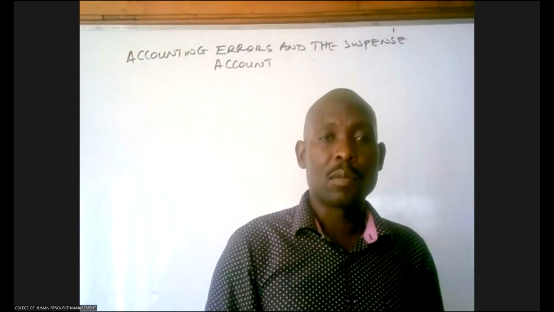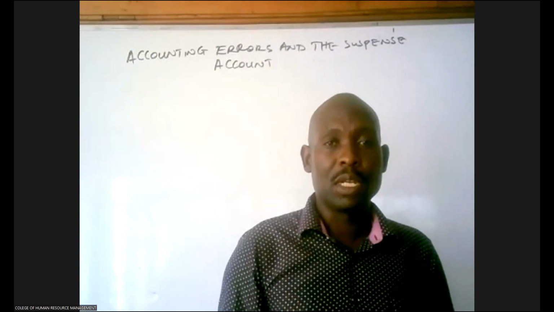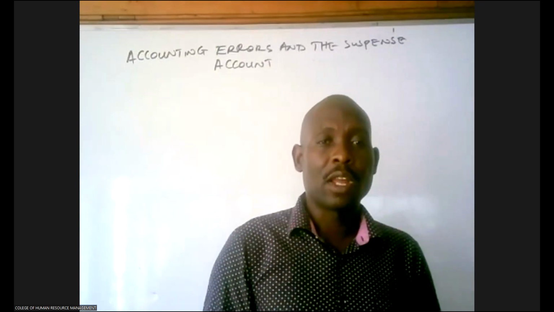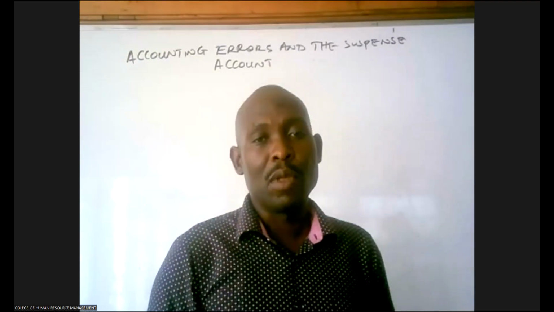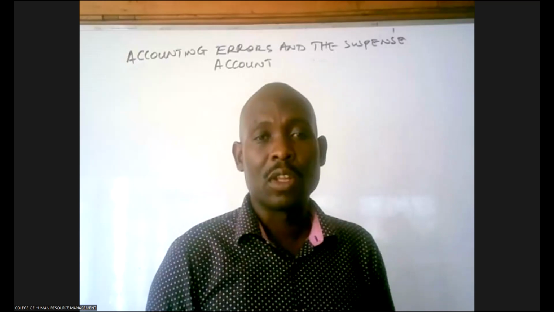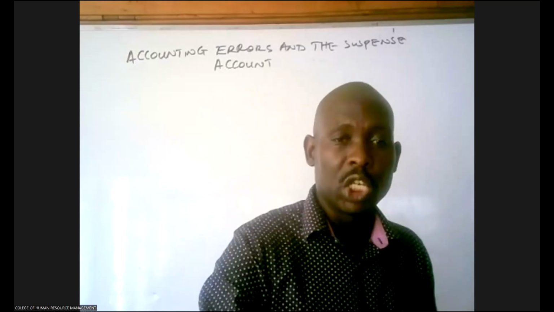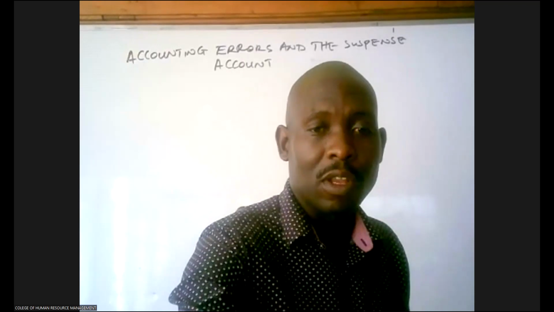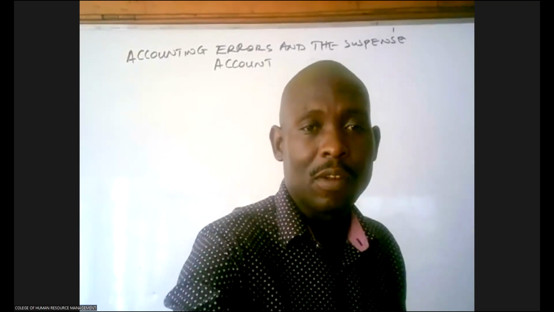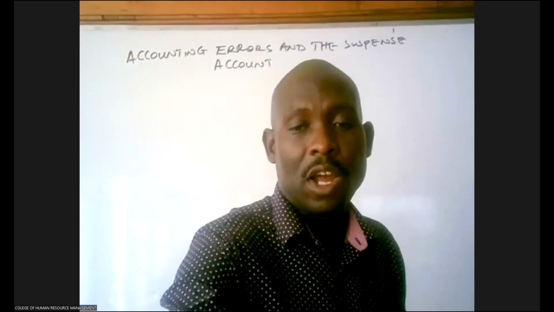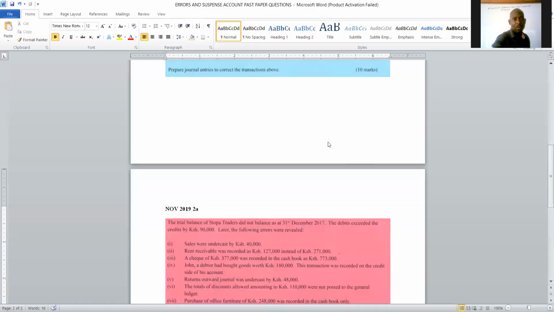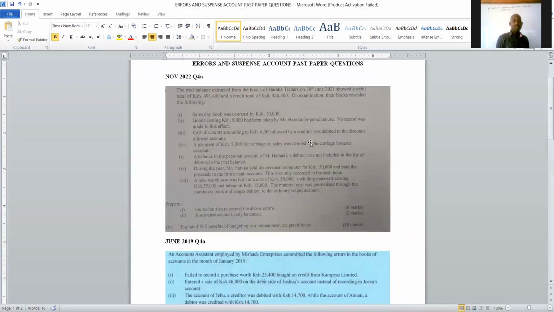I'm going to use the CHRP 004 past papers that have been tested on accounting errors so that I can emphasize the key areas that you need to understand so that you can score very well when this question is tested. I want to share a few past paper questions that have been tested from that area, and we try to argue them out. These are errors and suspense account past paper questions.